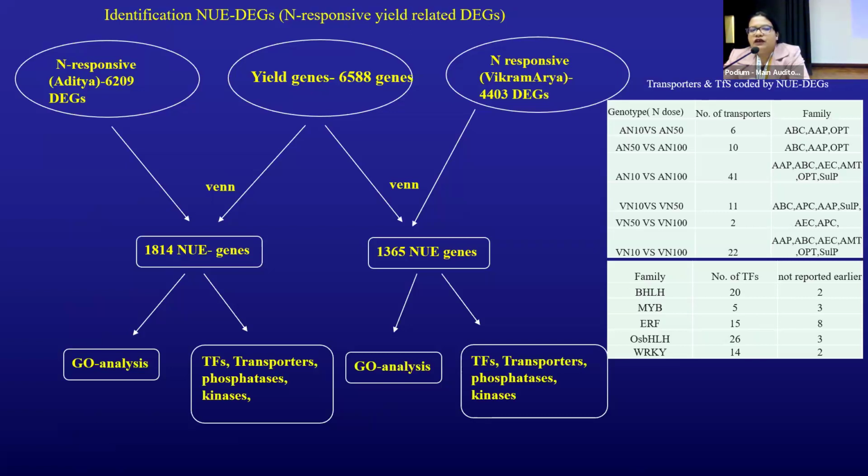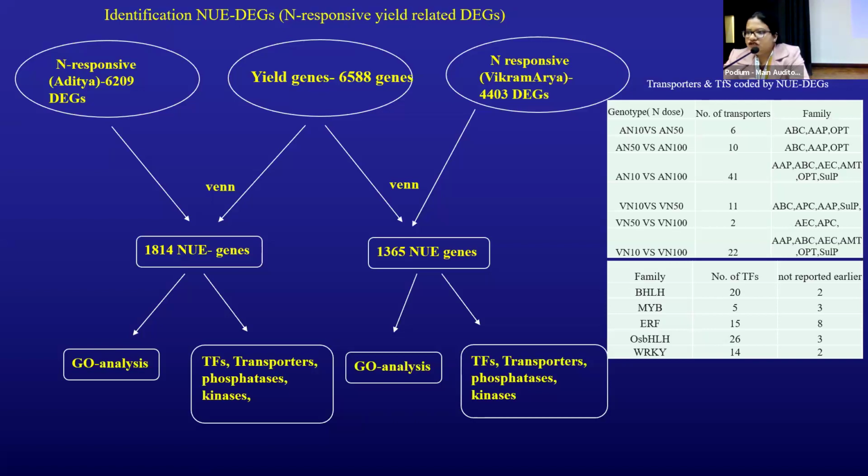Now we did a Venn selection to find the common, responsive yield related genes, because in nitrogen use efficiency, two biological factors are there. First is nitrogen response, and second is yield. So we took the urea responsive transcriptome data from our analysis, and searched the yield genes. Doing the Venn selection, we got the urea responsive yield-related genes, which we call NUE genes. We got 1,814 NUE genes for Aditya and 1,365 NUE genes for Vikramarya.